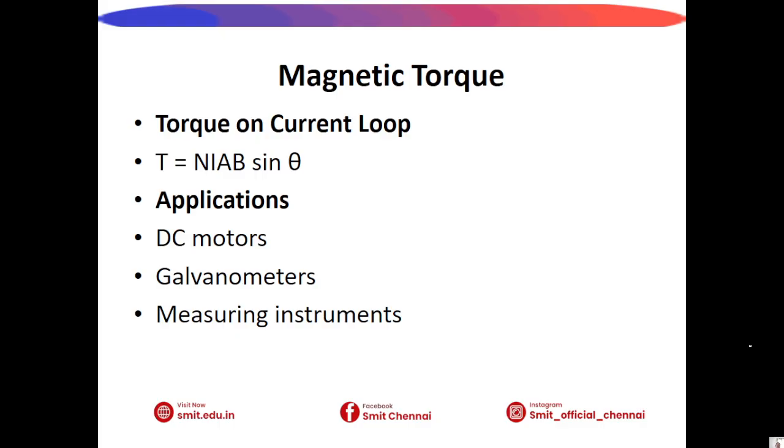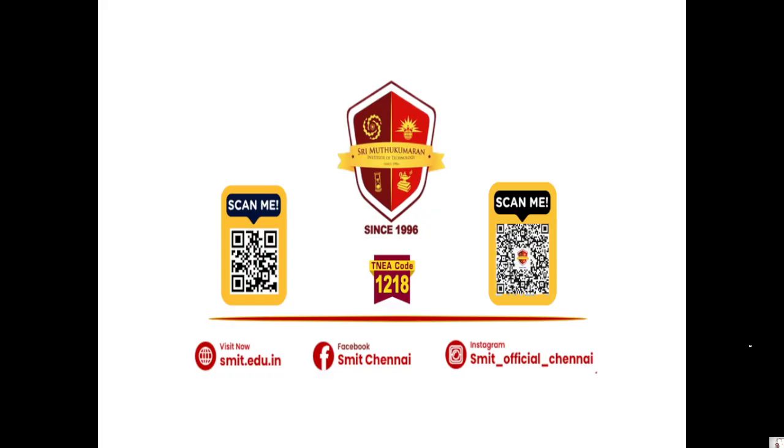Next we see magnetic torque. Magnetic torque is produced when a current carrying loop is placed in a magnetic field. This torque causes rotational motion. Electric motors use this principle to convert electrical energy into mechanical energy.